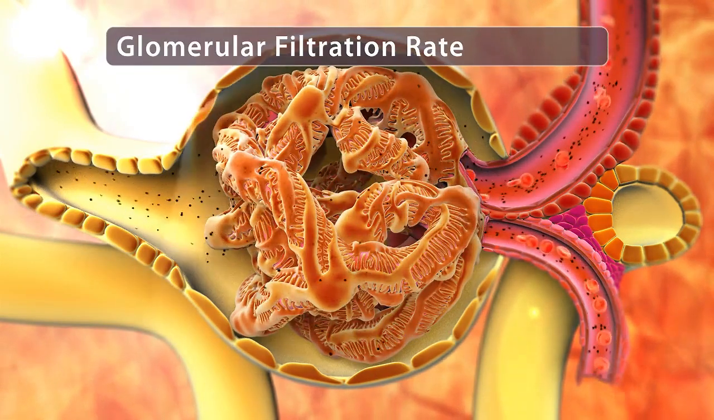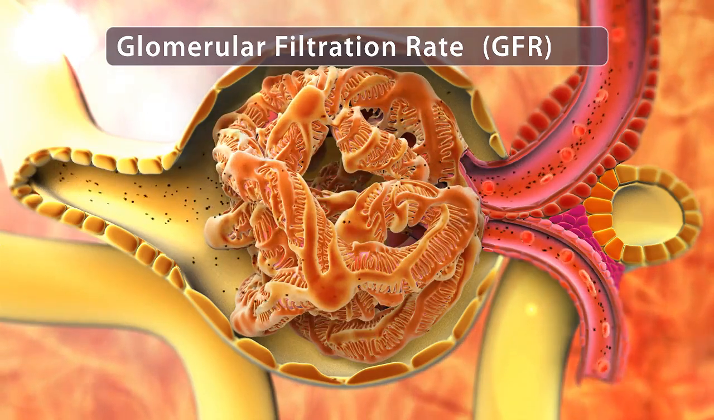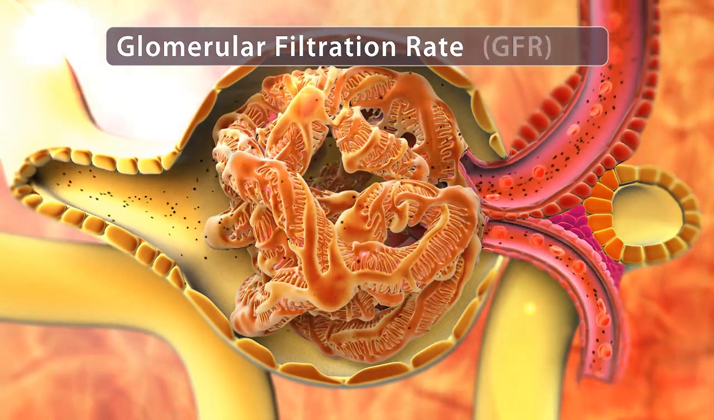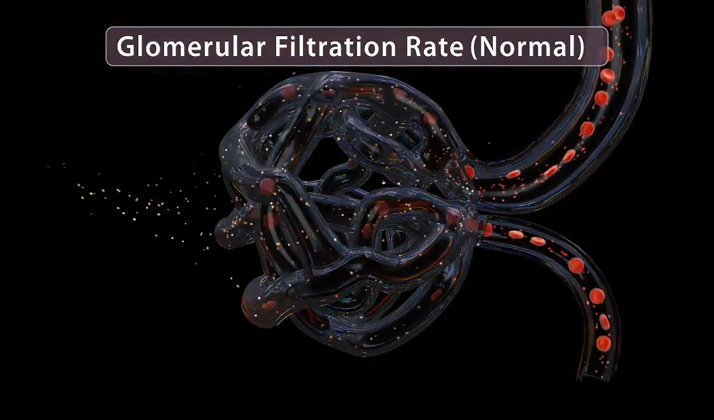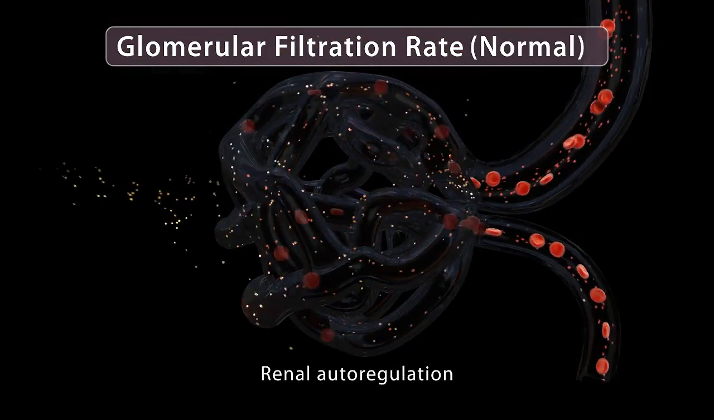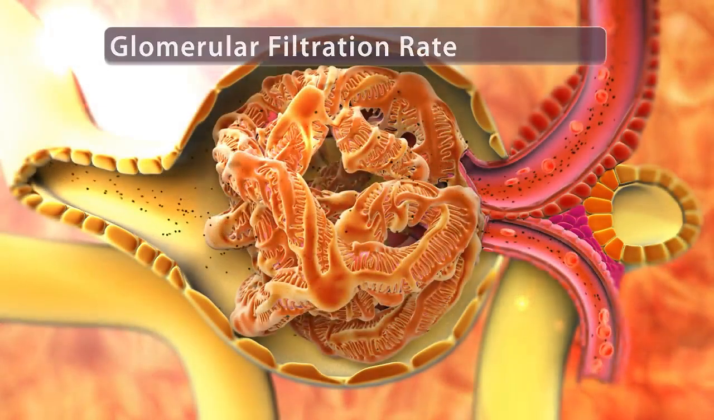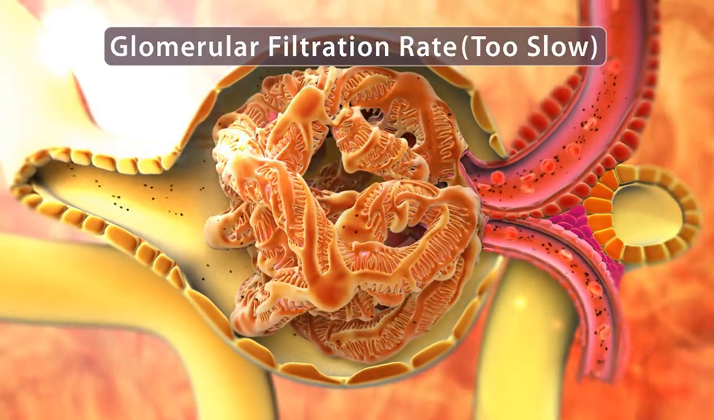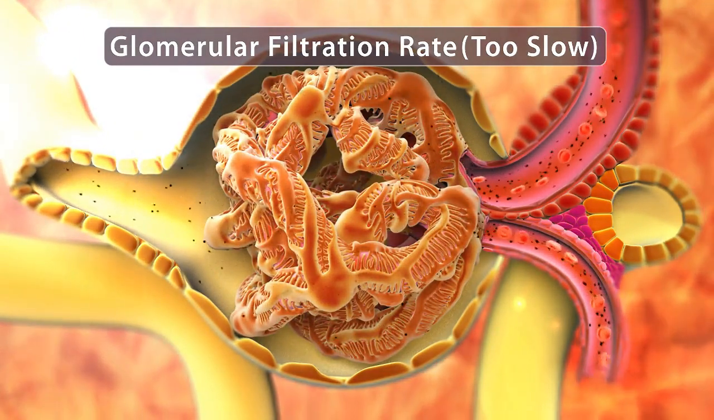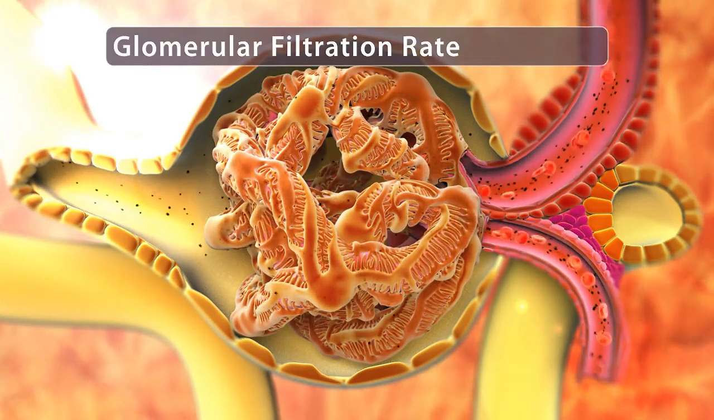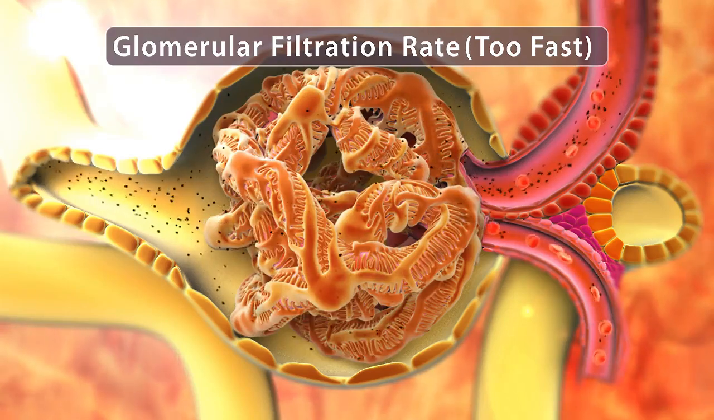The glomerular filtration rate, or GFR, is the speed at which filtrate passes through the glomerular capillaries into the glomerular capsule. GFR is controlled by a process called renal autoregulation and contributes to maintenance of plasma concentration and removal of wastes. If the GFR is too slow, too much is reabsorbed and plasma becomes too concentrated. Excessively high GFR doesn't allow time to reabsorb sufficient solutes back into the bloodstream.